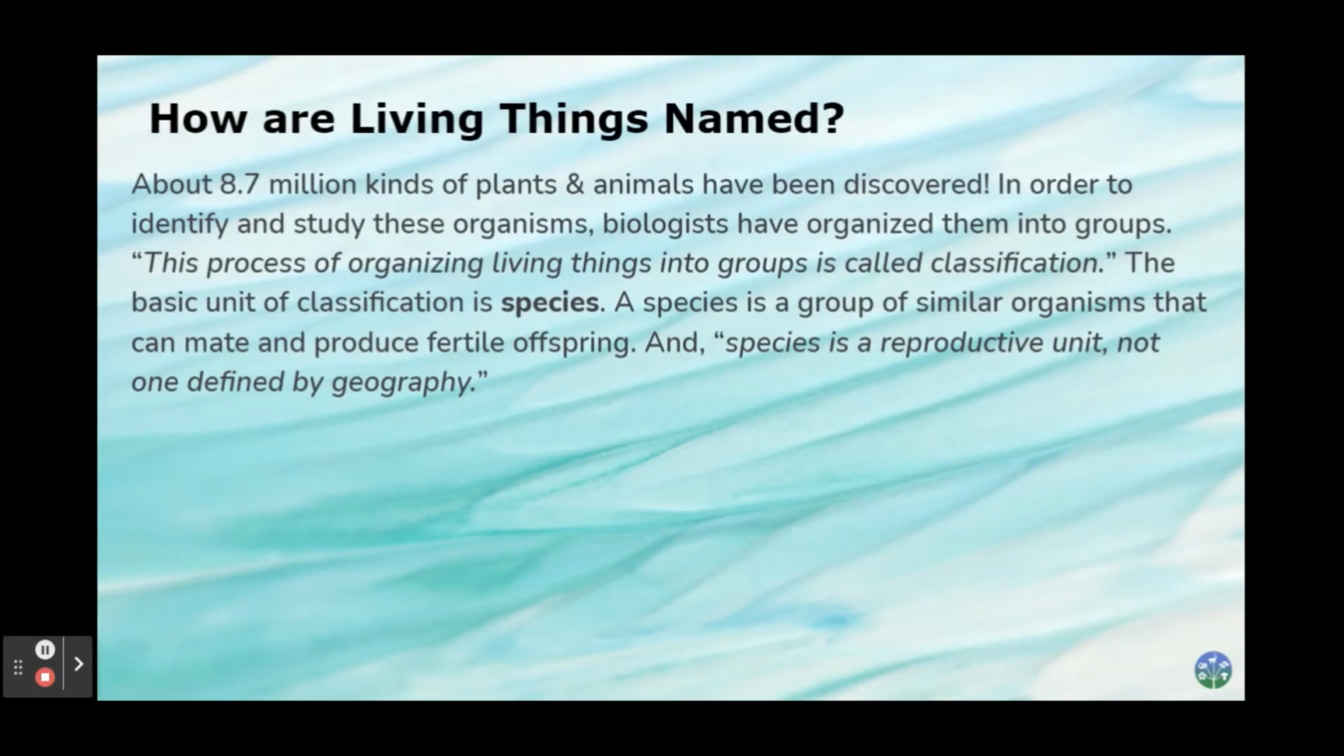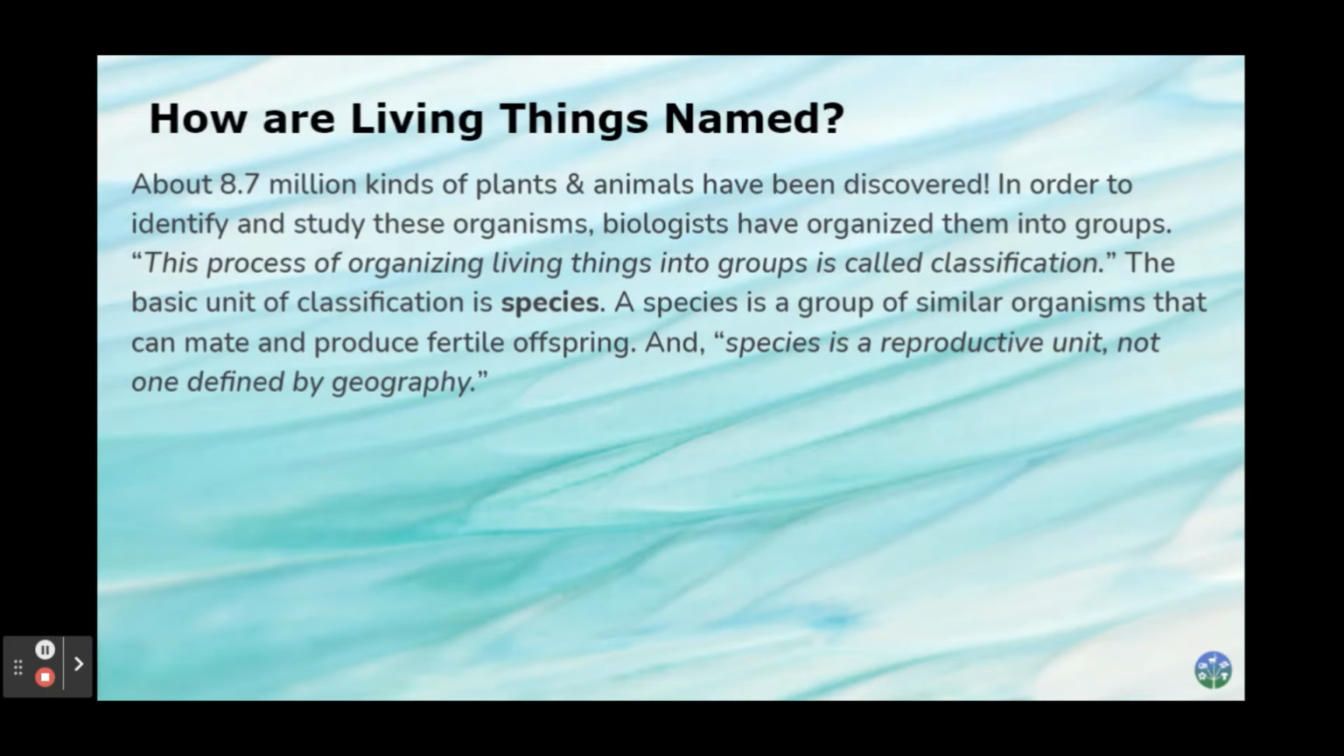How are living things named? About 8.7 million kinds of plants and animals have been discovered. Really cool, right? And more are being discovered every single day. In order to identify and study these organisms, biologists have organized them into groups. This process of organizing living things into groups is called classification. The basic unit of classification is species, the most basic unit. A species is a group of similar organisms that can mate and produce fertile offspring.